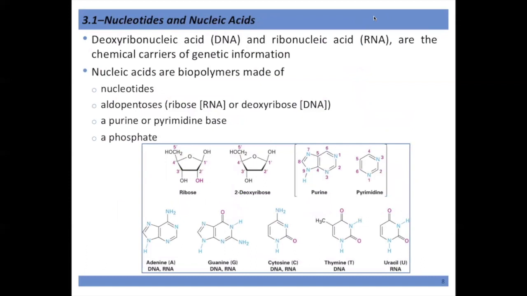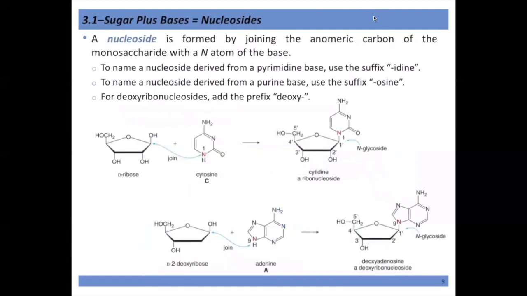And now we've got 2 parts. We've got the sugars, ribose and deoxyribose, and we have the heterocyclic bases. And again, adenine is found in both RNA and DNA, guanine is in both DNA and RNA, cytosine in DNA and RNA, and then thymine is in DNA and uracil is in RNA. And so now let's talk about putting those 2 together.